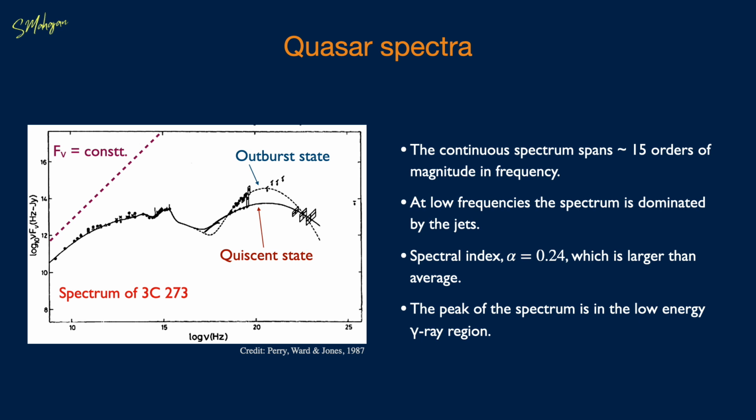A horizontal line on this plane will represent a spectral index of 1. Usually, the spectra falls off quickly at the low frequency end, but 3C273 has a larger than average spectral index of 0.24 in this regime. That is because the spectrum is dominated by jets at low frequencies. The peak output of this spectrum is in the low energy gamma ray waveband, but for other quasars, it could be in the infrared or X-rays.